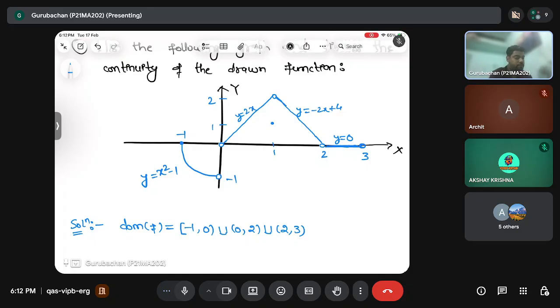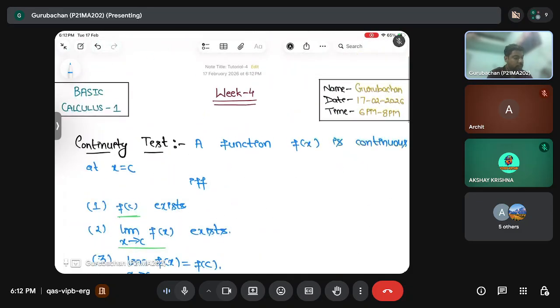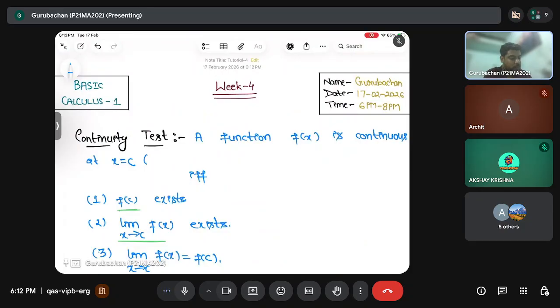Here c means a point that belongs to the domain of f.